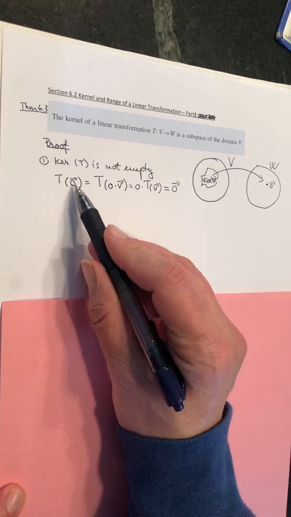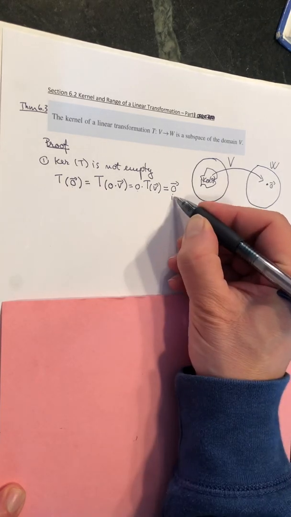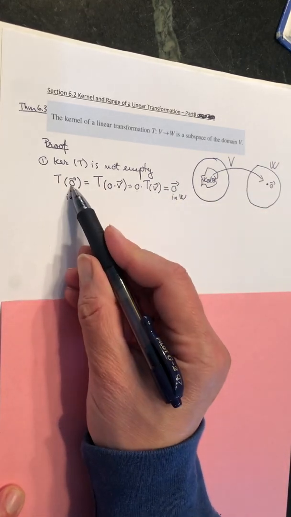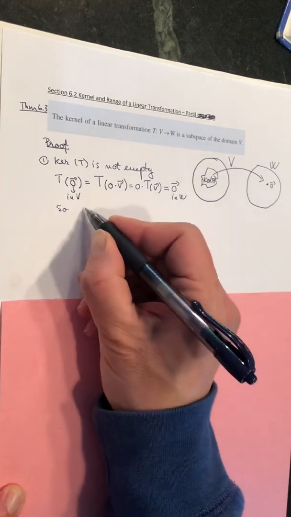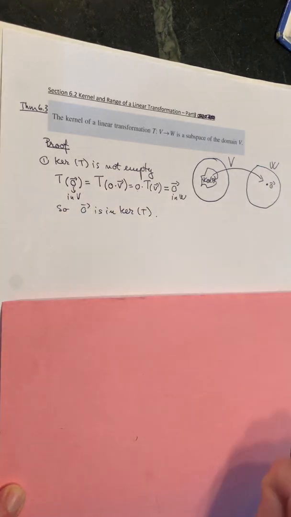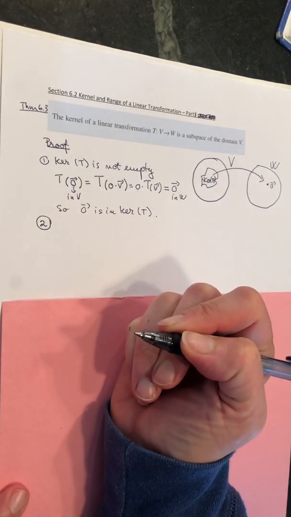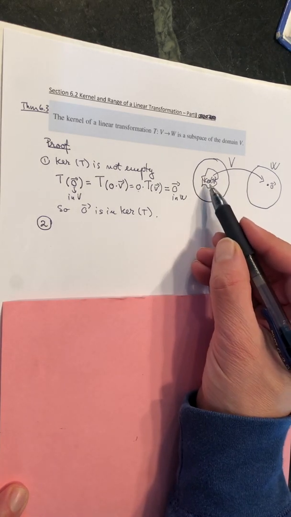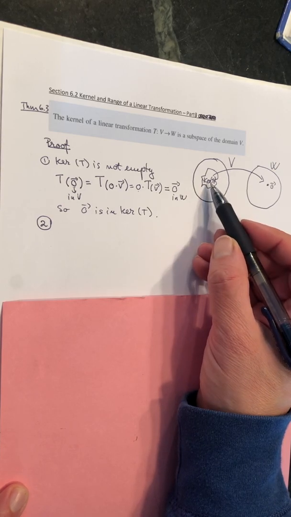So we see that the vector 0 in V gets sent to this vector 0 in W, and so this vector is in the kernel of T because it gets sent to 0. So 0 is in the kernel of the transformation. The second thing we have to show is that if we add two things that are in the kernel of T, we get something in the kernel of T. So we have to show that the kernel is closed under addition.